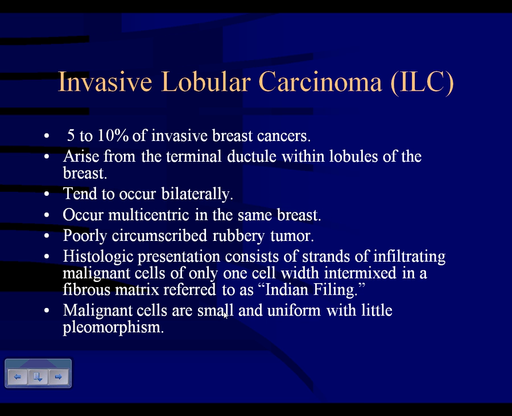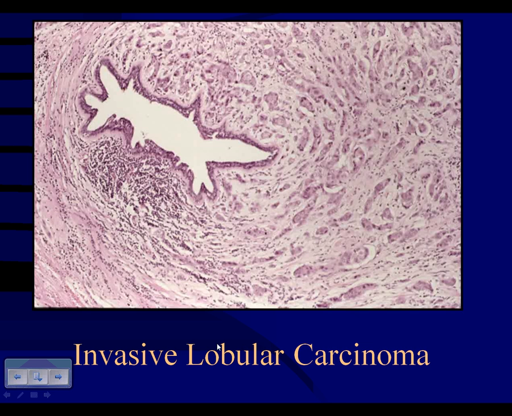It has been previously referred to as Indian filing, but that's not appropriate anymore. It's Native American filing, right? Okay. But it's just strands of single cells that are infiltrating the stroma. And the malignant cells are very uniform and small and monotonous, unlike some ductals. Here's an example of one.